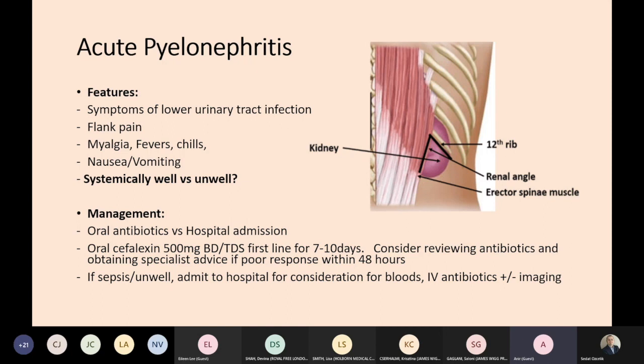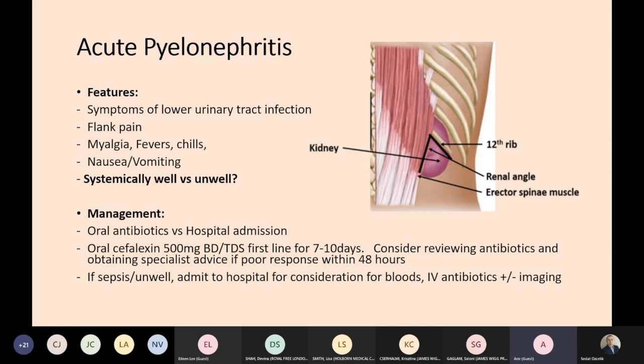I would say that the other features like fevers or vomiting can aid your assessment and your risk assessment. The other thing to think about is if you are able to assess them in person, then you can examine for something called costovertebral tenderness or renal angle tenderness, which can also be a sign that you can elicit with pyelonephritis.